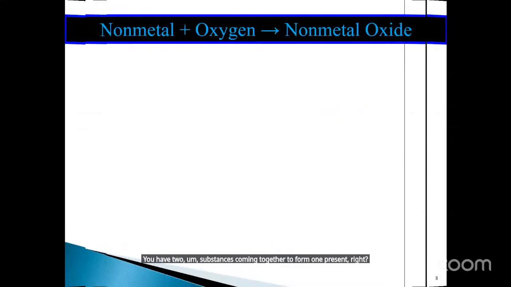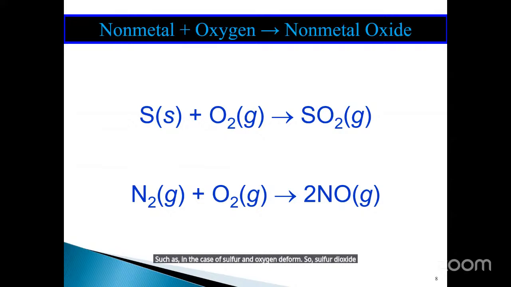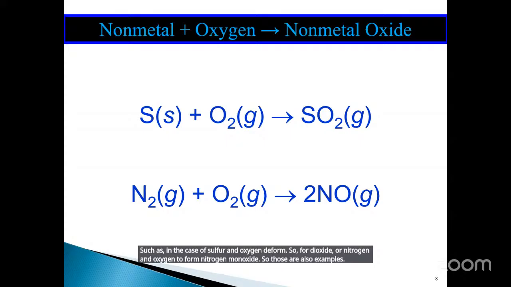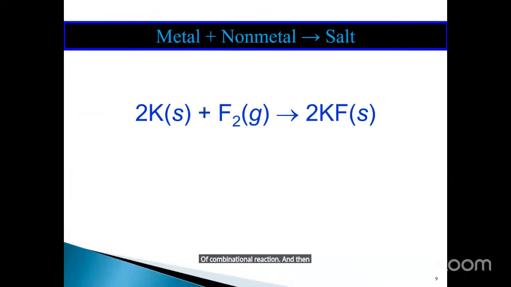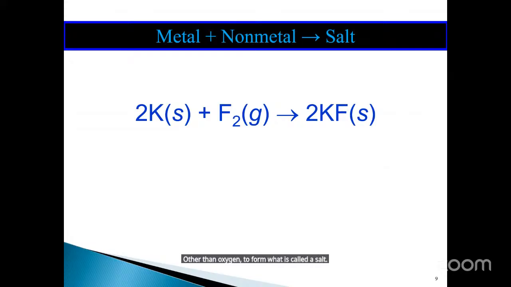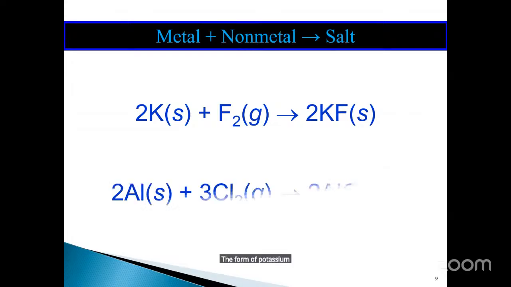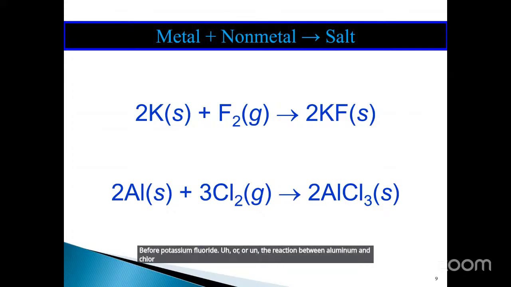You can also have a situation where a nonmetal combines with oxygen to form a nonmetal oxide, such as in the case of sulfur and oxygen to form sulfur dioxide, or nitrogen and oxygen to form nitrogen monoxide. So those are also examples of combination reactions. And then we have a situation where you can have a metal combining with some other nonmetal other than oxygen to form what is called a salt. So an example of this would be the reaction between potassium and fluorine to form potassium fluoride, and the reaction between aluminum and chlorine to form aluminum chloride.